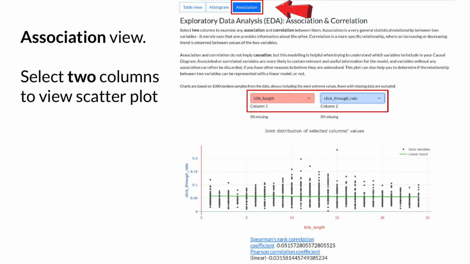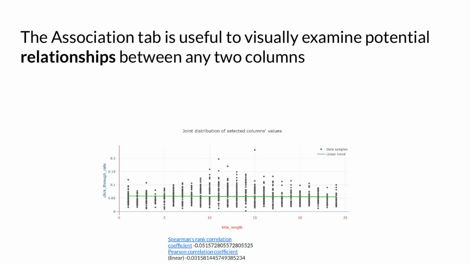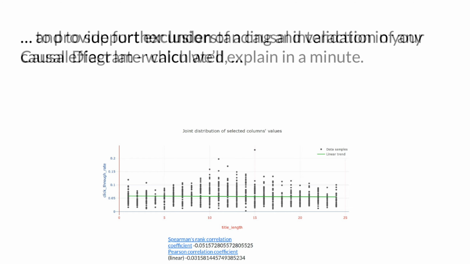Now click the Association button. Then select two different columns from your data. A scatterplot will appear. The Association tab is useful to visually examine potential relationships between any two columns, to provide further understanding and validation of any causal effect later calculated, and to support exclusion of a causal interaction in your causal diagram, which we'll explain in a minute.